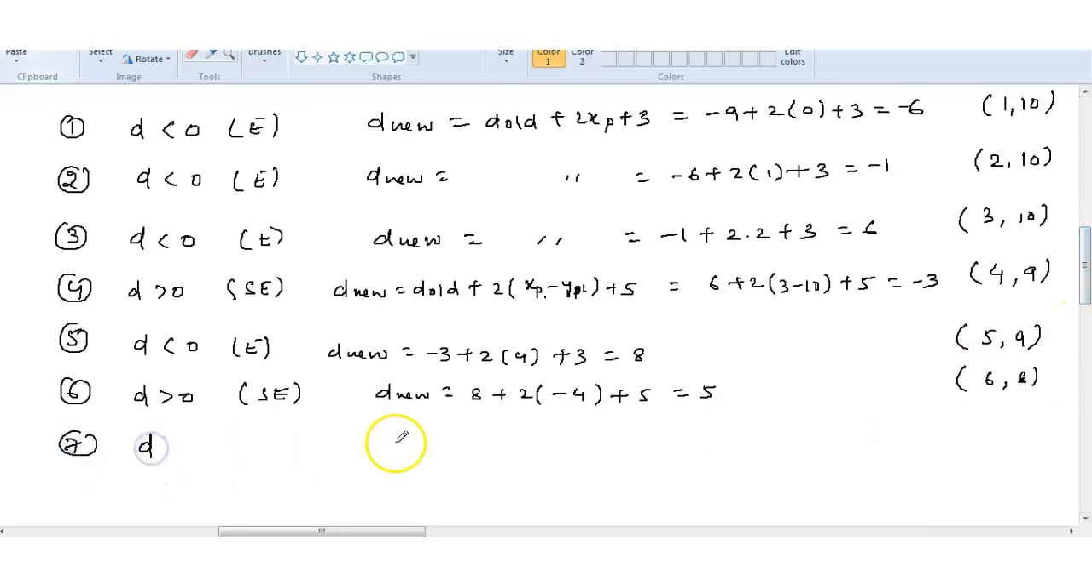Again d is here greater than 0, so you have to choose the southeast. So d new is equal to 5 plus 2 times of 6 minus 8, which is minus 2, plus 5. So this is 10 minus 4, which is 6. And here x increments and y decrements.